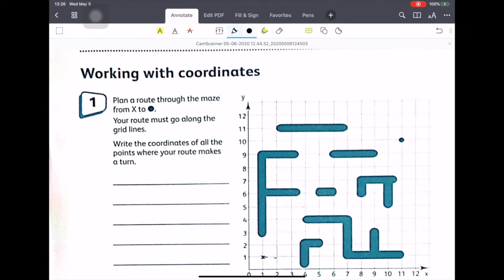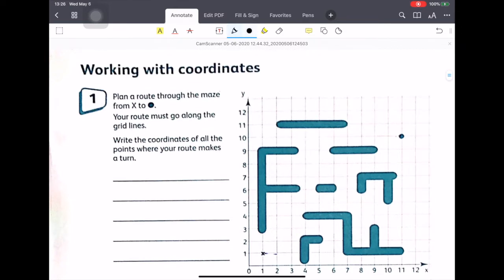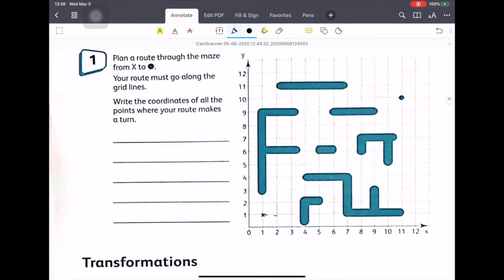It says, plan a route through the maze from X to circle. Your route must go along the grid lines. Write the coordinates of all the points where your route makes a turn. Okay, for instance, I'm going to show the route to you following this grid. All right.